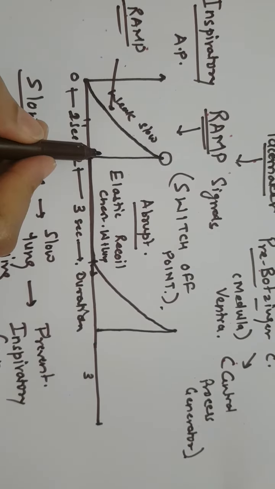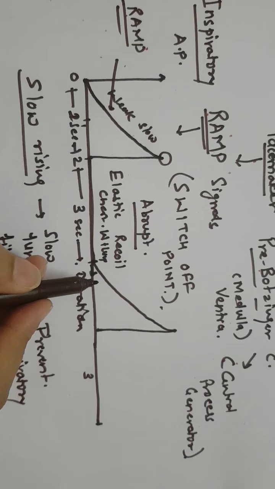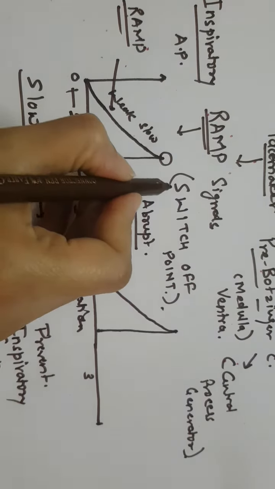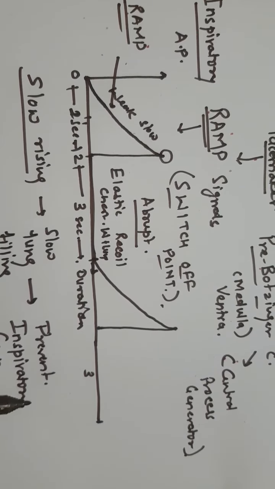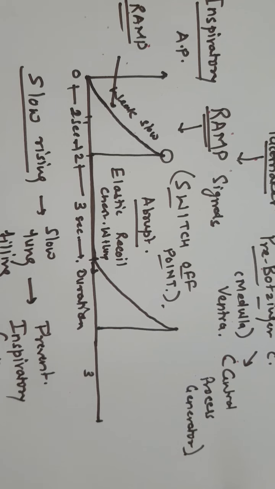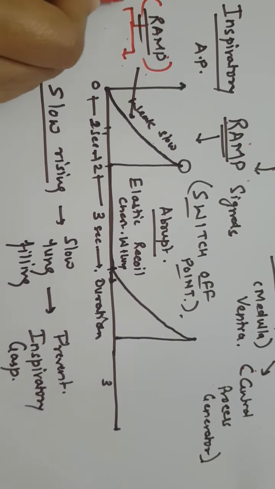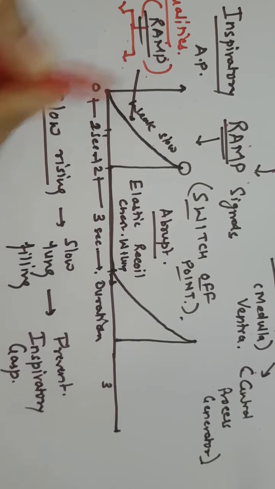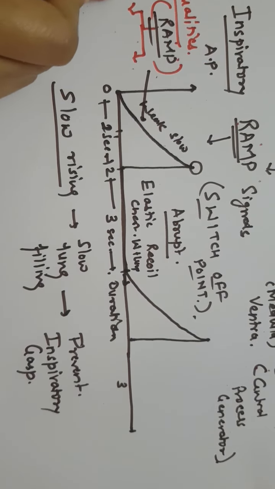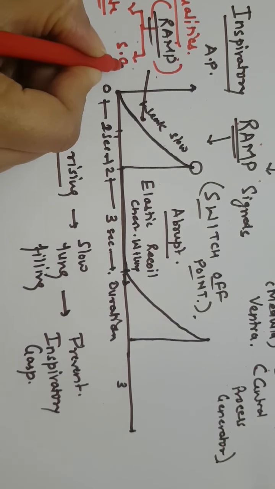If it is coming early, then the respiratory rate will be higher. If it is coming late, it means the inspiration is longer and the expiration is shorter. So this switch off point will define your ventilation, whether it is hyperventilated or hypoventilated. Now these ramp signals have two qualities: rate, and the stoppage point or switch off point.